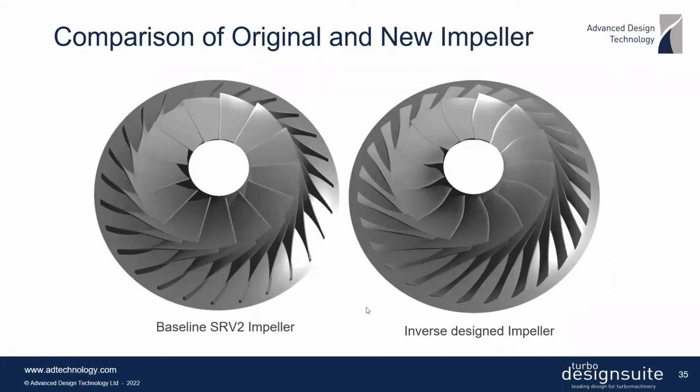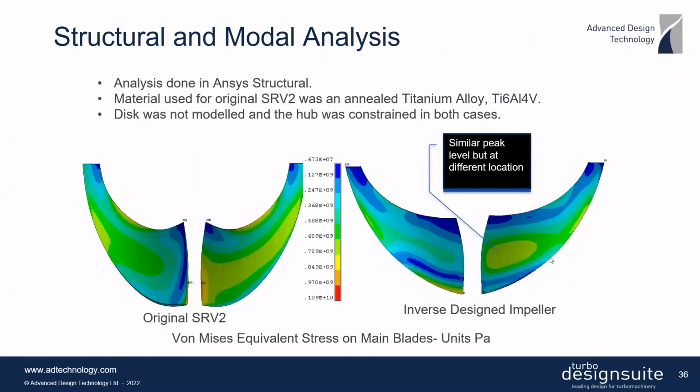And then you can see a comparison of the 3-dimensional geometries. On the left, you have the baseline SRV2 impeller, and you can see that it's clearly a straight filament design. And you can see the actual inverse design impeller over here. And again, some FEA analysis comparisons were performed between the baseline and the inverse design. And what you see here is the results of the von Mises equivalent stress on the main blade pressure and suction surfaces. And the material, obviously, with this high-speed impeller is this titanium alloy.